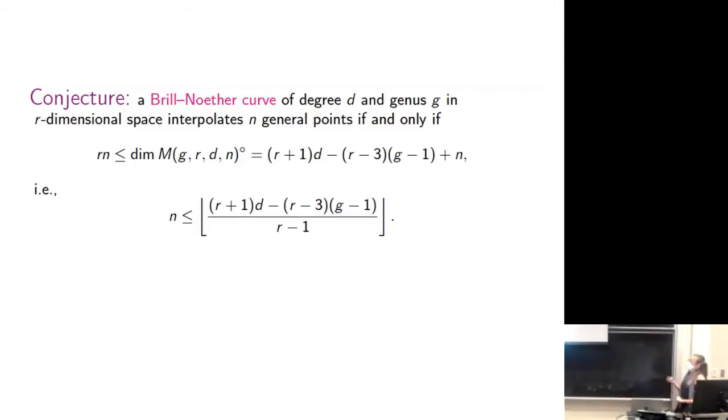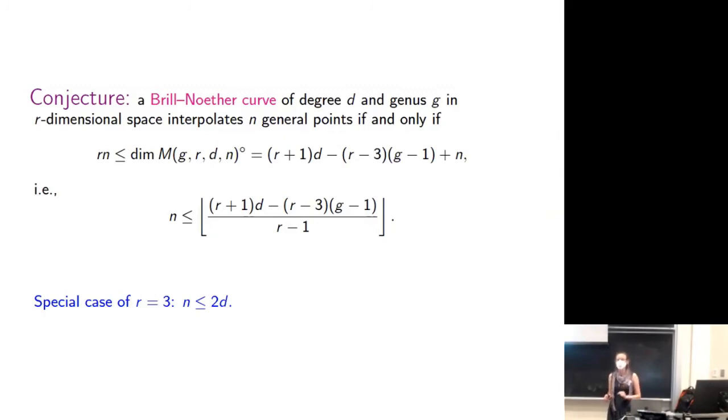Great. So let me illustrate one special case, which is when r equals 3. When r equals 3, this r minus 3 drops out, and this formula simplifies to 4d over 2, in other words, 2d. So if I'm in three-dimensional space, like our physical three-dimensional space, I can expect to interpolate a degree d Brill-Noether curve through twice the degree, 2d, general points. All right. So what do you do once you formulate a conjecture?